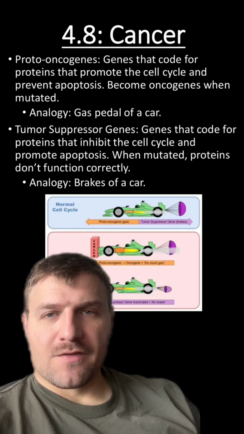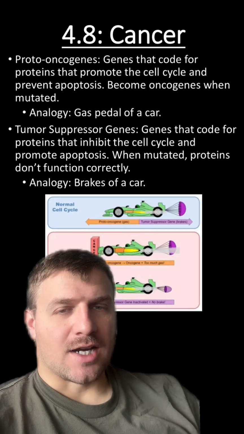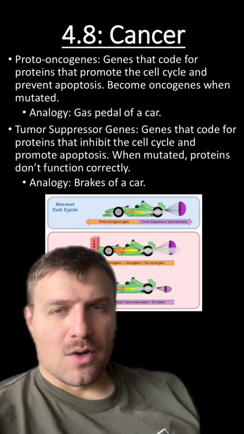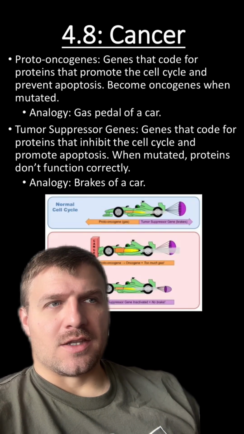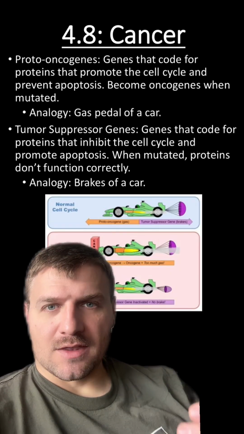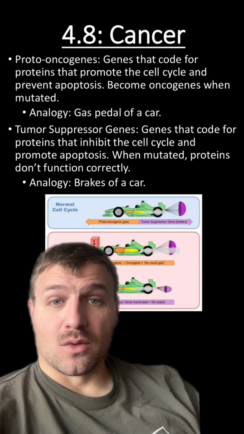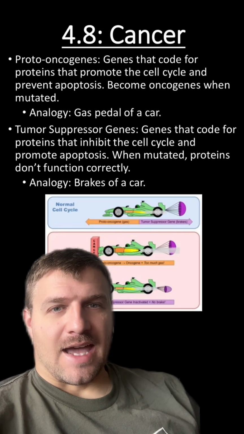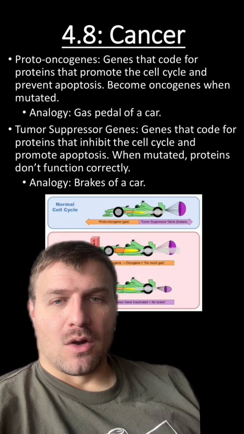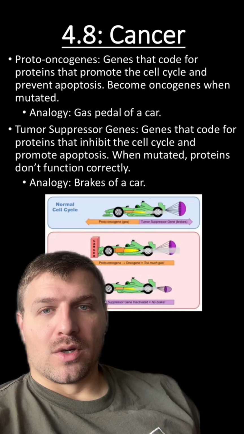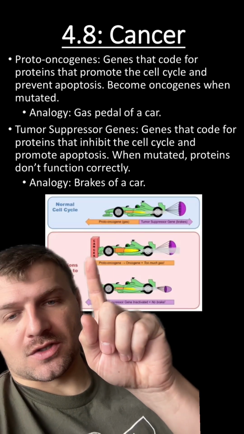Now, there are two different types of genes that I like to talk about when talking about cancer, which are proto-oncogenes and tumor suppressor genes. Proto-oncogenes are genes that will initiate the cell to go into the cell cycle or to divide. This would be like the gas pedal of a car, and if it's mutated, you can think of a gas pedal always being on. That car will drive into this barrier, which is called cancer.